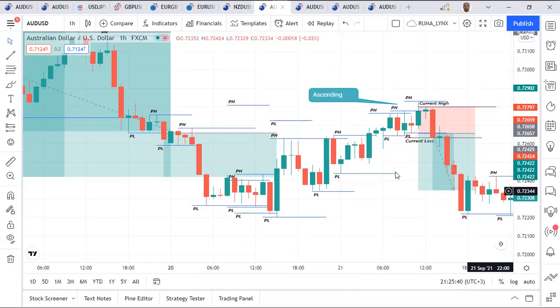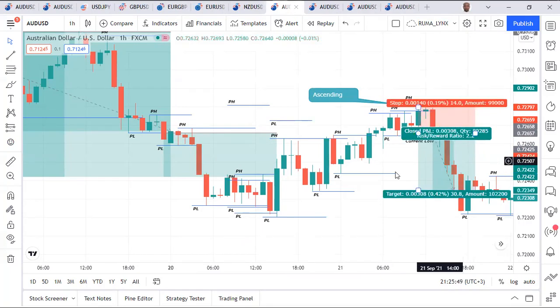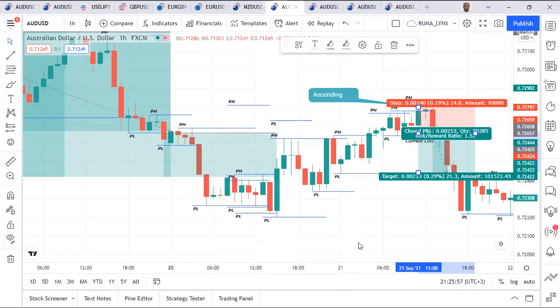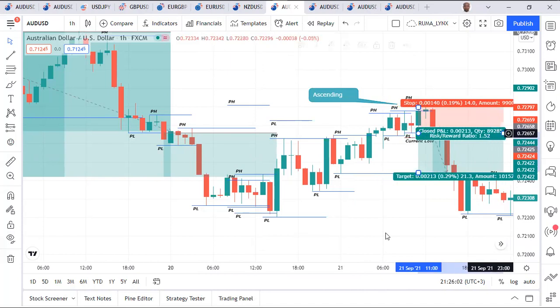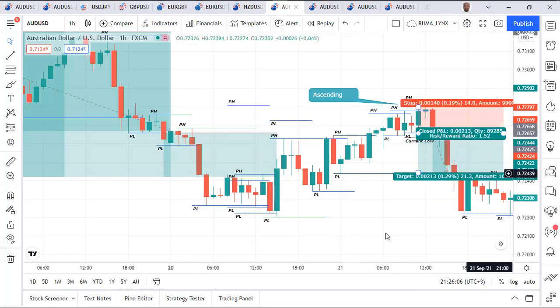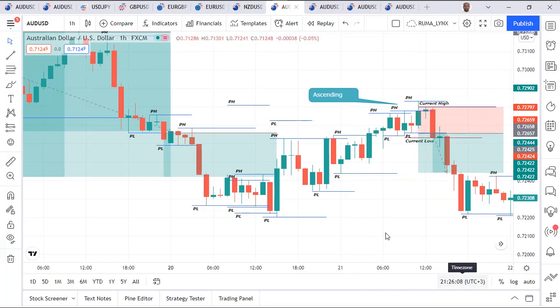0.723. No, there's point 0.72444. So if I extend it like this, you see that this is the highest point. My trade is just 2 pips above. So as the market keeps taking you down, you keep moving with it.